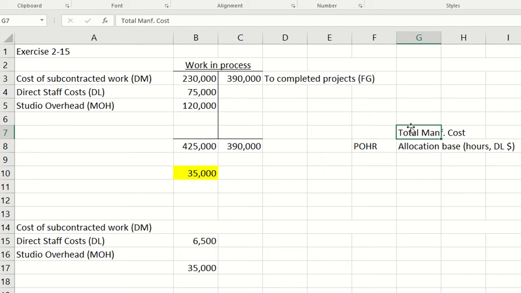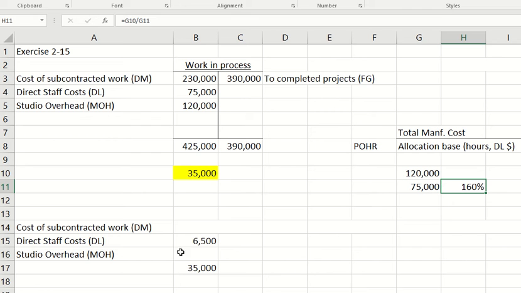So remember, we're going to divide. This will be our numerator and this will be our denominator, and that'll give us a predetermined overhead rate. They had $120,000, and our denominator will be our direct labor costs. We can allocate it based on costs. So let's see our predetermined overhead rate. This one divided by this one. You could also make this a percentage, right? So if we take direct staff costs and multiply by 160% or 1.6, we would get studio overhead.